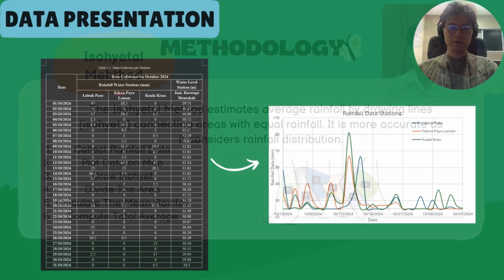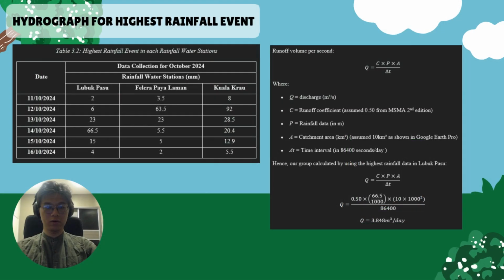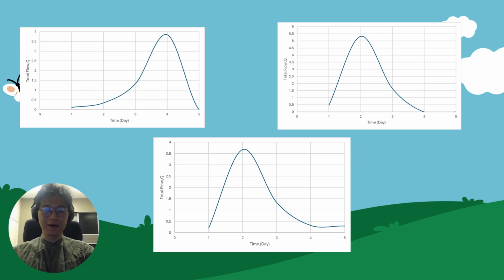My name is Xiaofeng, and I will present the data presentation. First, we get the rainfall data from the website, and then we make a table. After finding the data, we found the highest rainfall event for each station, which is from 11th October to 16th October. After finding the highest rainfall event, we use the formula to calculate the discharge for each rainfall station. These 3 graphs are the hydrographs for each station.